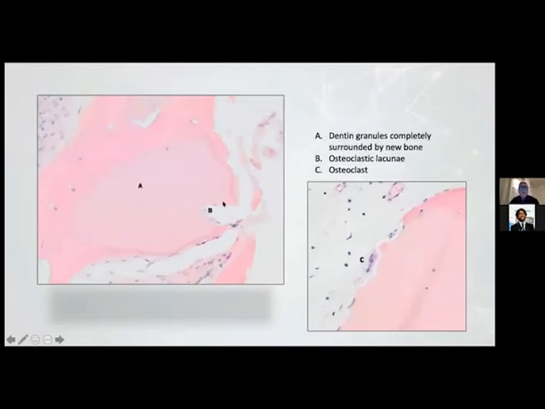This is when the osteoclast eats the dentin and frees the proteins. So we have this very, very interesting image, because we have the granule with the A, surrounded completely by new bone, and here there is an osteoclast eating the dentin. The same thing is in this image, it's very clear. This is a multinucleated osteoclast, able to resorb the surface of the granule.